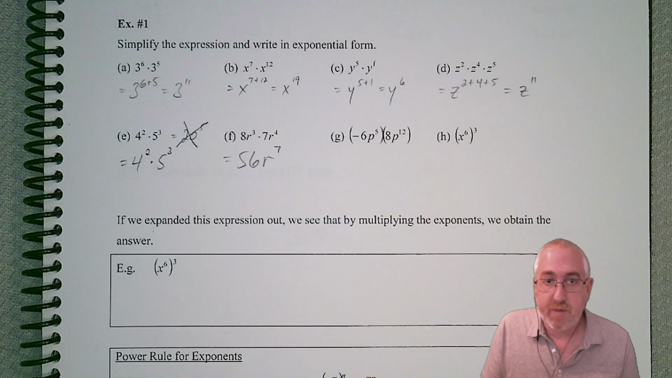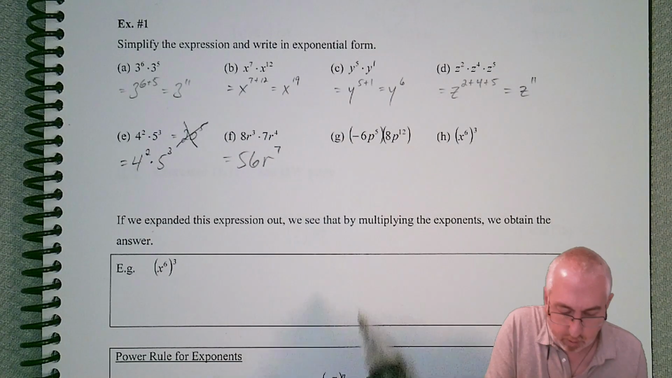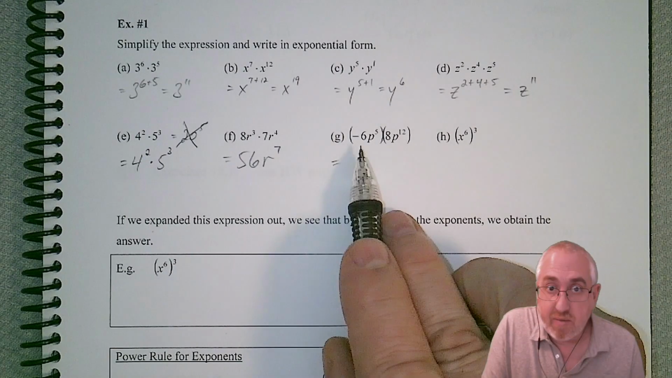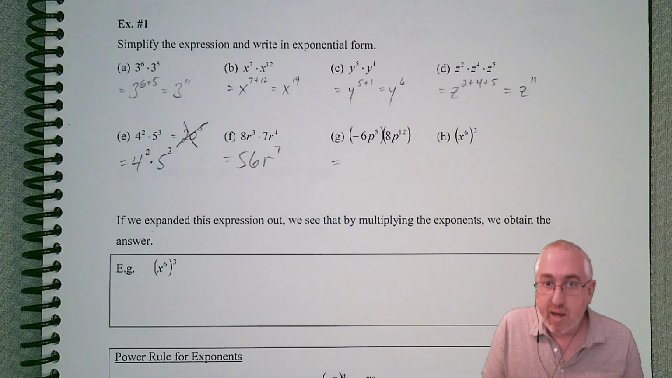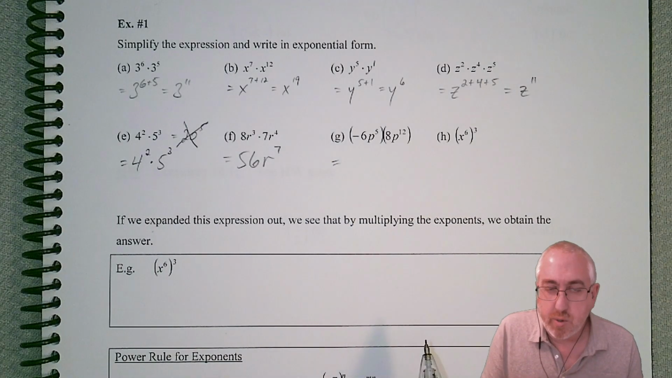All right, what about this next one? So now we have a -6 coefficient, we have an 8 coefficient, and then we got some p's with exponents. So what do you think for that one?